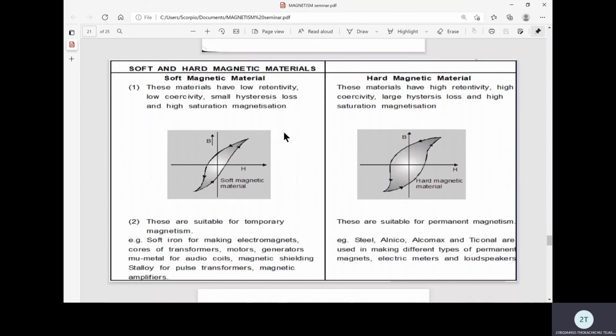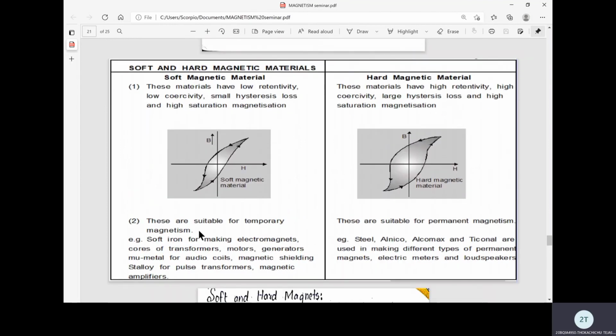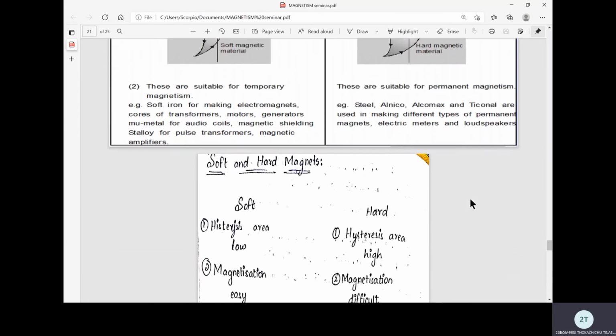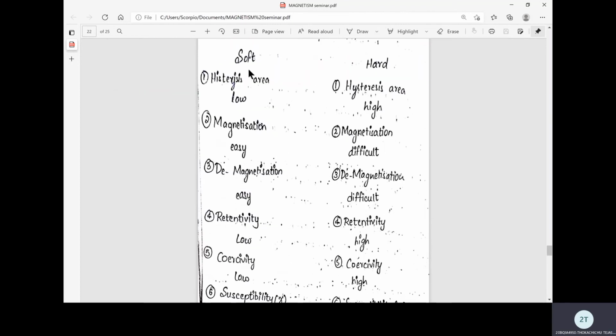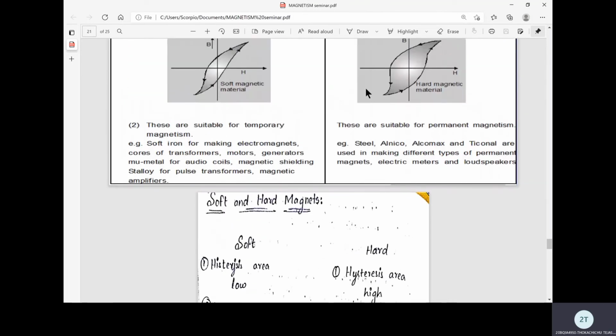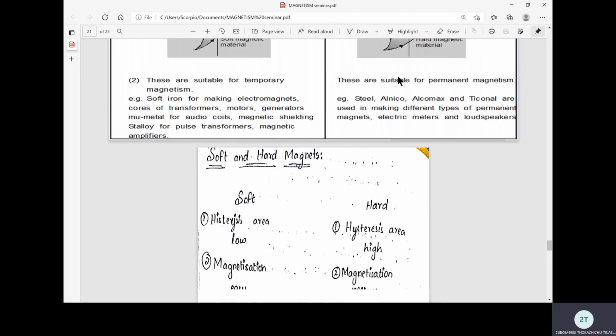Also, we can say that these soft magnetic materials are suitable for temporary magnetism, while these hard magnetic materials are suitable for permanent magnetism. Let's see the differences. For soft magnets, the hysteresis area is low, which was seen before. The width right here is very low, while for hard magnetic materials, it's very high.